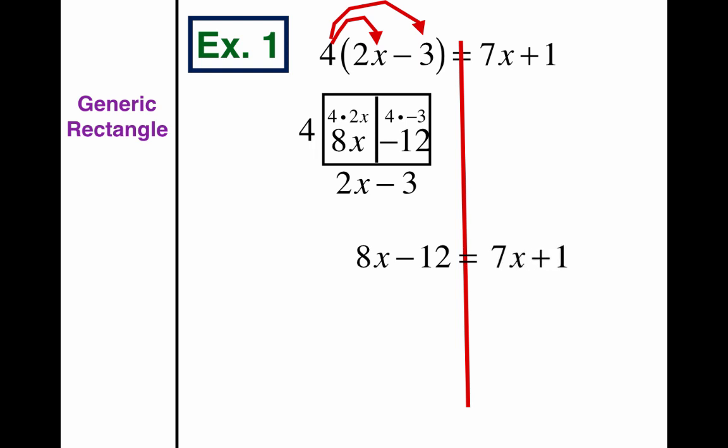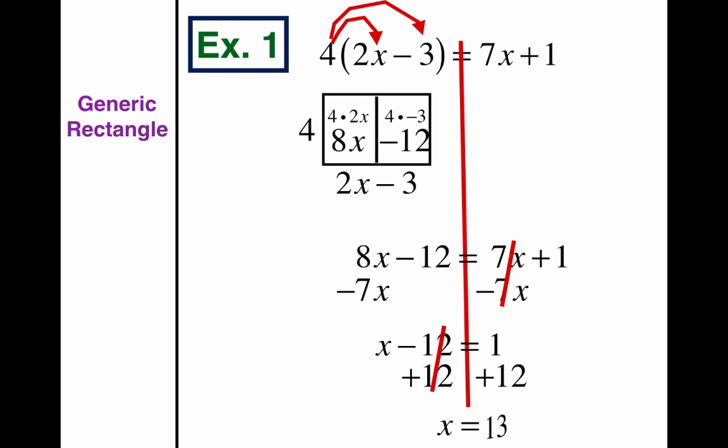And now from here, it's pretty easy for us. We're going to take the 7x away. 8 minus 7 will give you just an x. It's equal to 1. We're going to take the 12 and add it. And 1 plus 12 is going to give us a nice answer of x equals 13. And that's our solution. But the rest of the problems we're going to look at today are going to be more complicated, where distributive property with the arrows is really not going to work for us just yet. So instead, let's look at one of those problems.